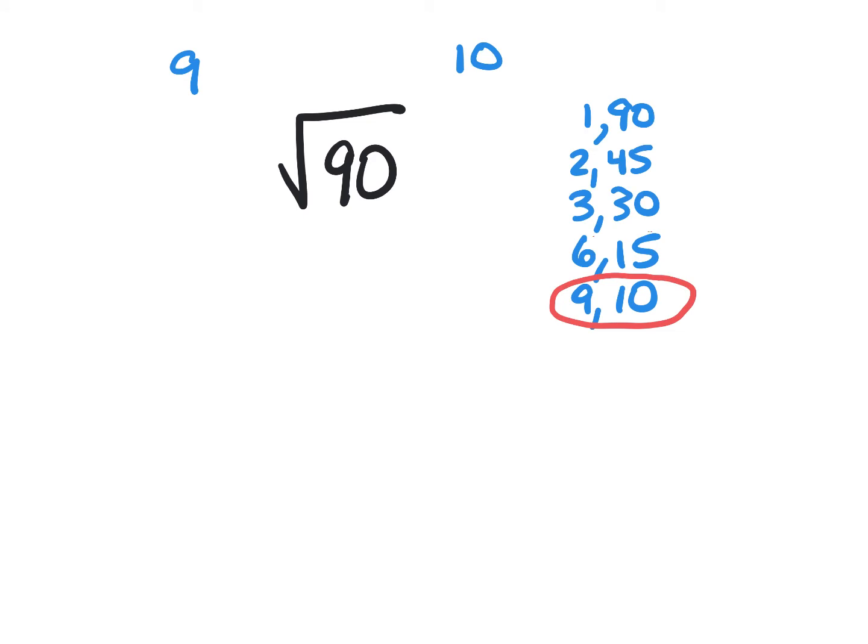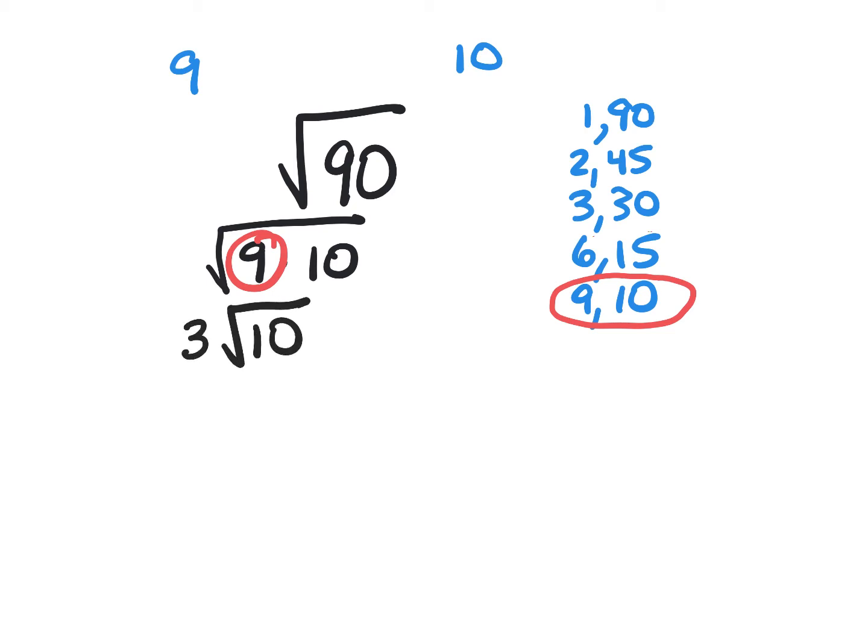So you rewrite this as the square root of 90 turns into 9 times 10. You know this is a perfect square, so you take the square root of 9 and pull it outside, so you get 3, and then 3 root 10.